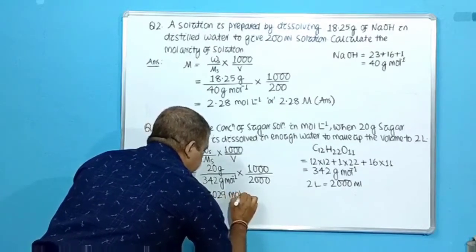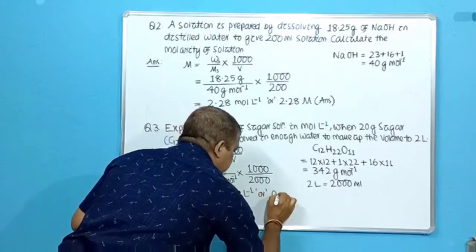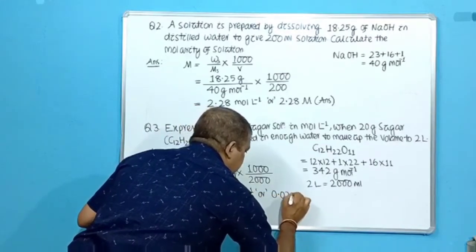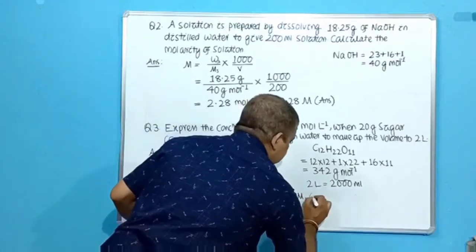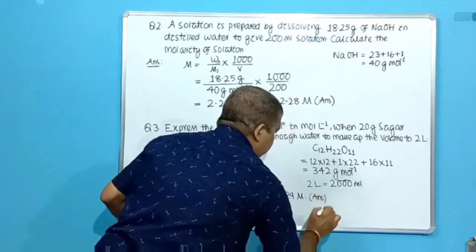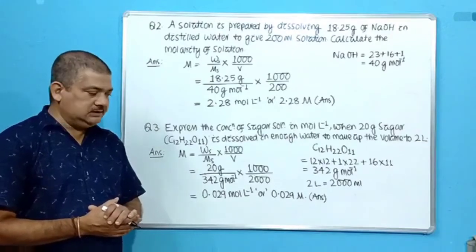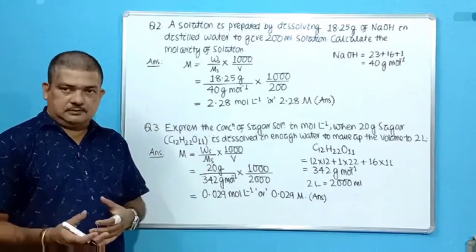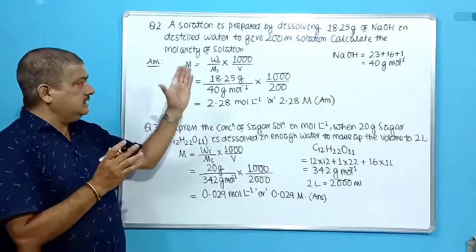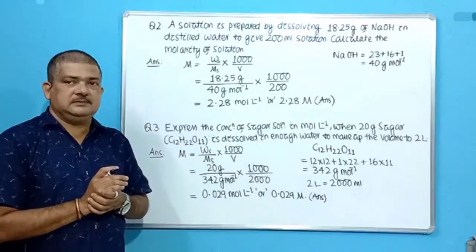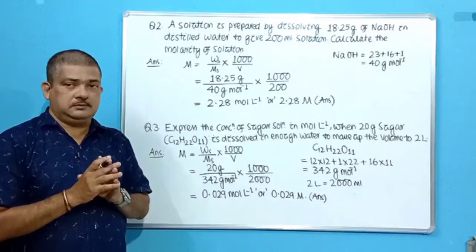0.029, the unit will be mole per liter, or we can directly write 0.029 molar. So this is the answer of question number 3. As I told you, only a countable number of students have solved it, so I think you could not follow it. So once again go through the details, then try to go through these numericals. It will be better and more clear for you.